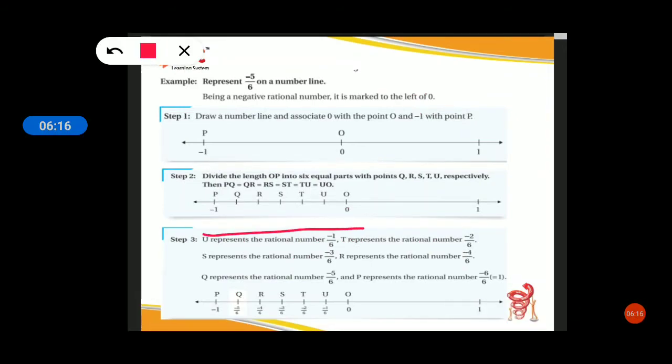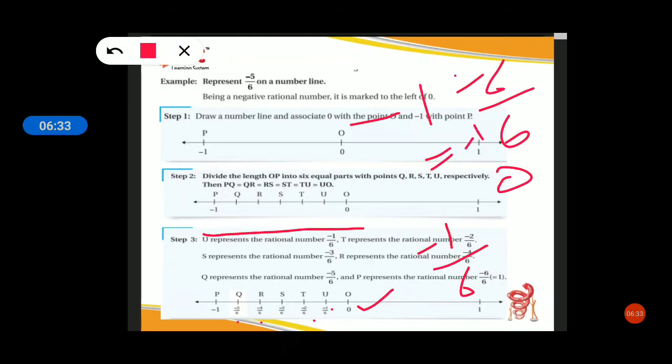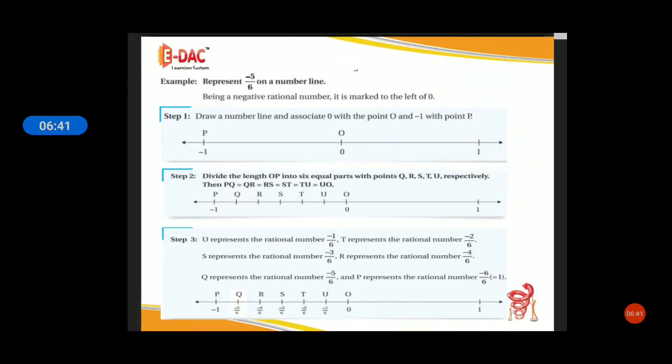Now you can represent. First you will start with 0, then 1. After 0 we will have 1. So minus 1 by 6, then minus 2 by 6, minus 3 by 6, minus 4 by 6, minus 5 by 6, then minus 6 by 6. That is nothing but minus 1. So we are representing it as minus 1. Now we need to represent minus 5 by 6. So keep a point here and put a circle. That's all students about the representation of minus 5 by 6.